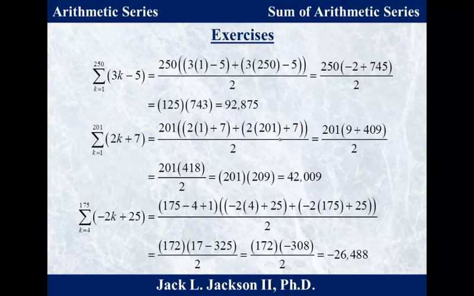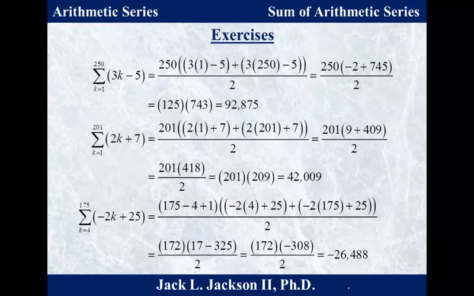So negative 2 times 4 plus 25, let's see, negative 2 times 4 is negative 8, plus 25 is 17. Okay, that's good. And then plug in 175 for the last term. Negative 2 times 175, plus 25 is negative 325. Add 17 and negative 325 together, negative 308, divide by 2.